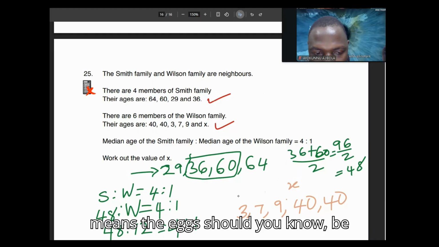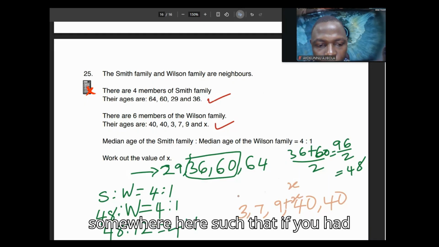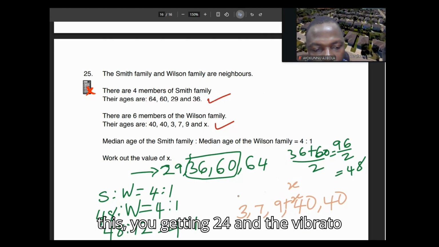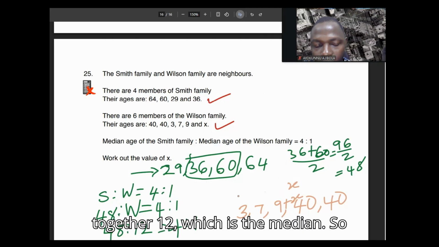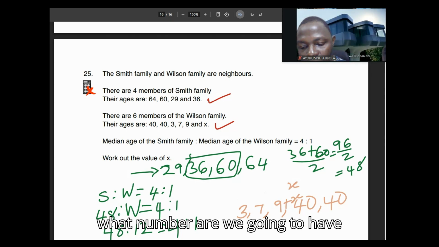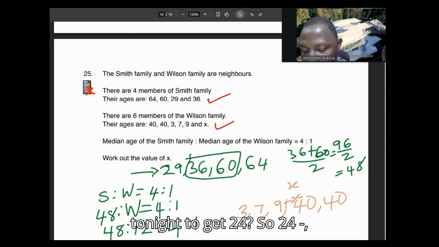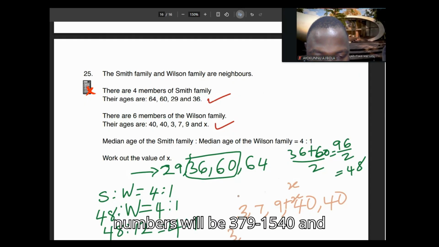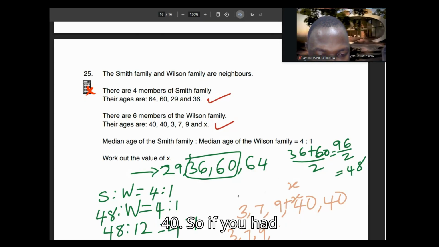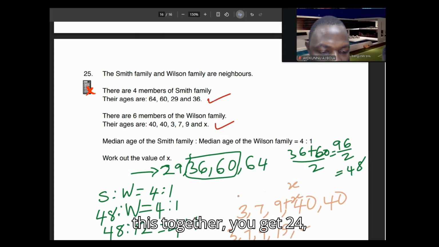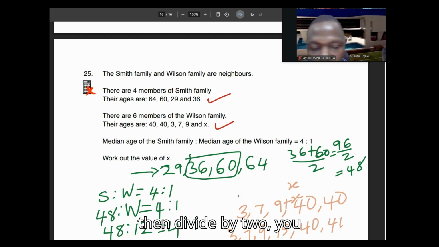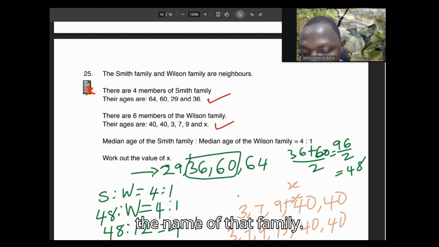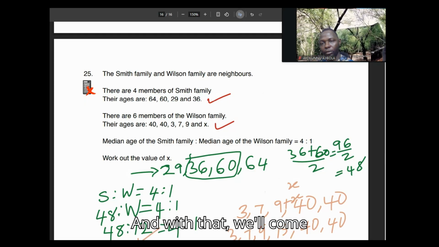So that means x should be somewhere here, such that if you add, you get 24 and divide by 2 to get 12, which is the median. So what number are we going to add to 9 to get 24? 24 minus 9 is 15. So the numbers will be 3, 7, 9, 15, 40, and 40. If you add the middle two together, you get 24. Then you divide by 2, you get 12, which is the median of that family.